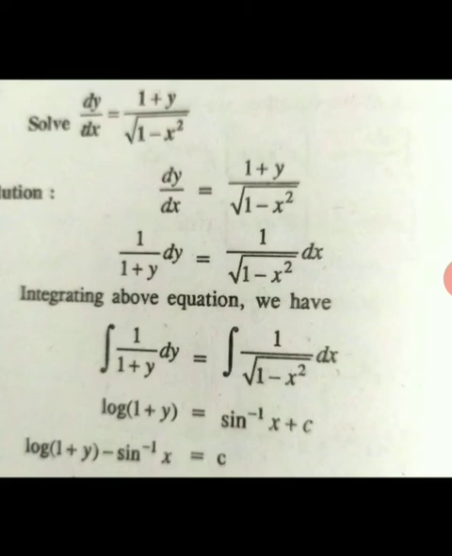Another way: this sine inverse of x can be taken to the LHS, and we get log of (1 plus y) minus sine inverse of x equals c. So this is the solution of the differential equation of first order and first degree using the separable method. Okay, let's take one more example.